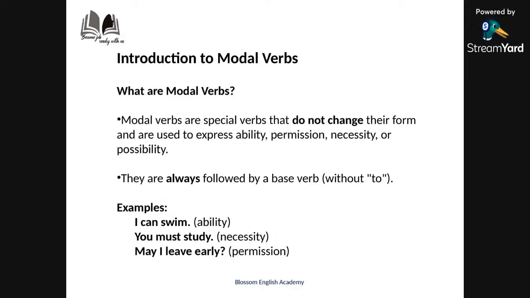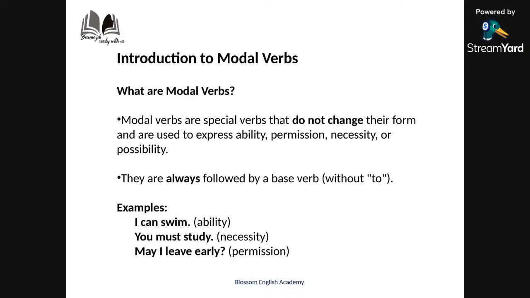First one, you have I can swim, which means I have the capacity to swim. I am able to swim. That shows your ability. And next is you must study. Maybe you have an exam tomorrow, and if you don't study, you would fail. So in this scenario, you are supposed to study. It's kind of like a rule telling you that you have to study.